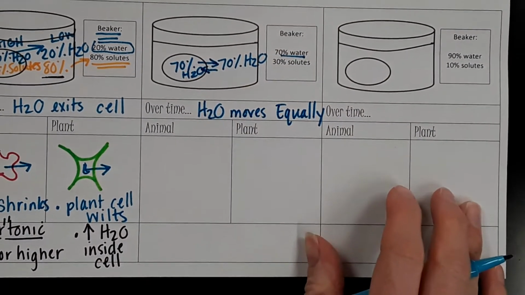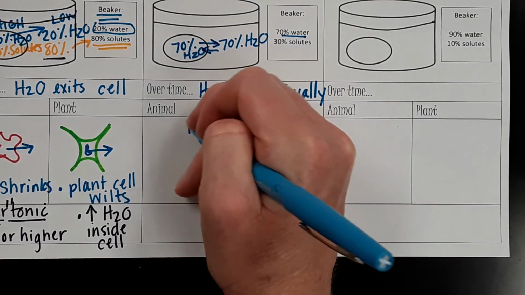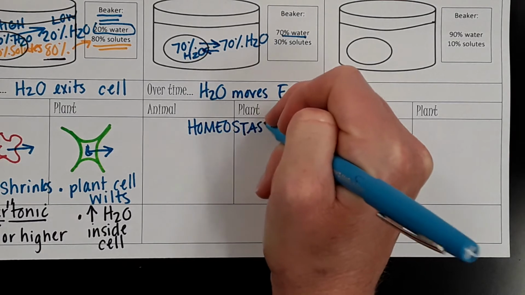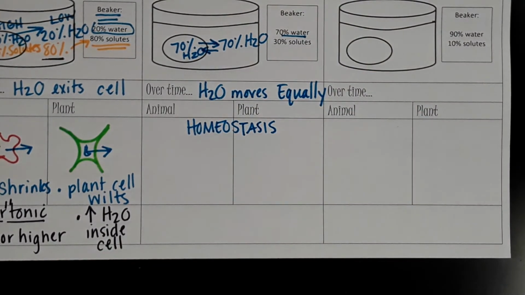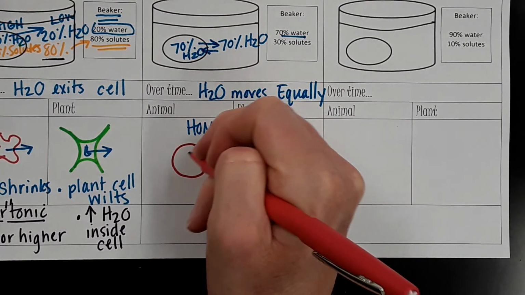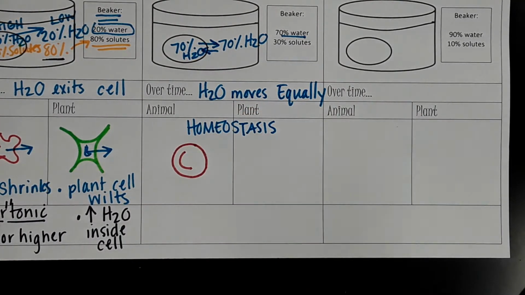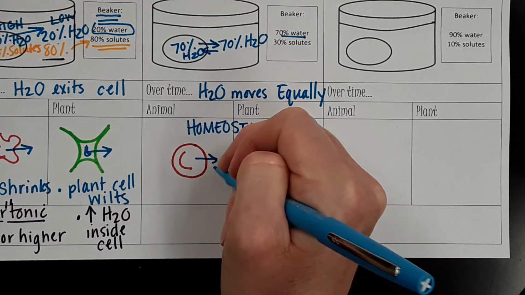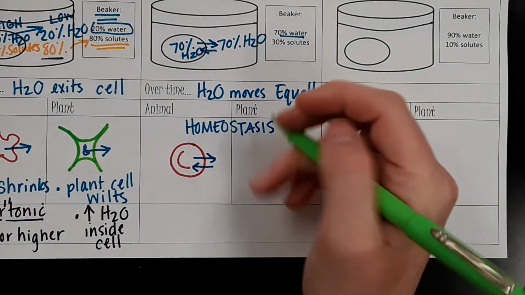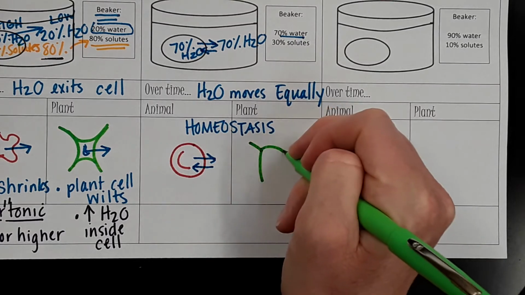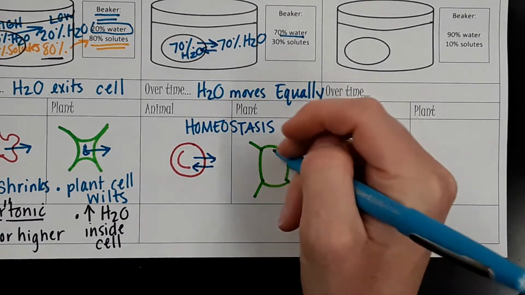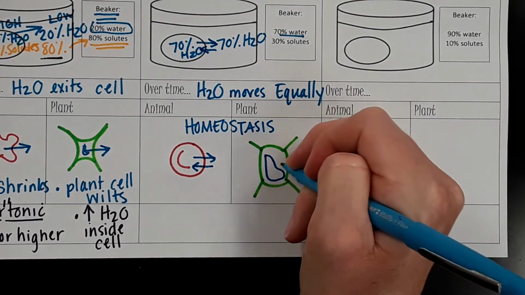We say that this has reached a state of homeostasis. And homeostasis means that we have the same state. So here's my red blood cell looking normal and healthy and full. And the water is just going to move in and out equally. And then my plant cell is going to be healthy and full. And so the central vacuole is going to be nice and full of water.